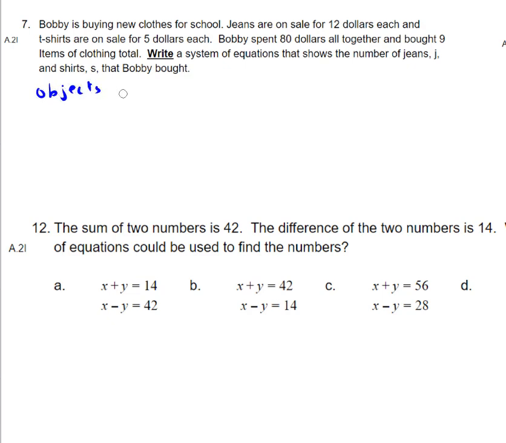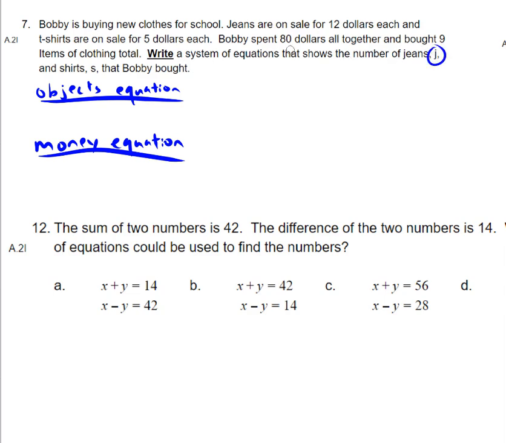I'm going to have an objects equation, right? So this is my objects equation, and I'm going to have another equation. I'm going to have my money equation. And you don't necessarily have to label it like this. I'm doing this so that you have a good framework to work with, right? So I'm going to have a money equation here that's going to deal with the money, and I'm going to have an objects equation.